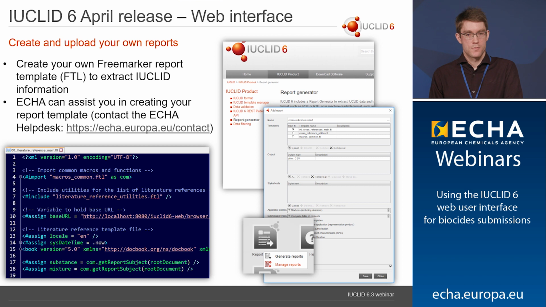So just a quick final word on the report generator. You can create and upload your own reports, as well as generate the default reports which you find in the tool. You can do this by creating your own free market template, and more information can be found on this from the report generator webpage of Euclid. And Eka can assist you in creating your own report template if needed. Just contact the Eka help desk if you need some support.